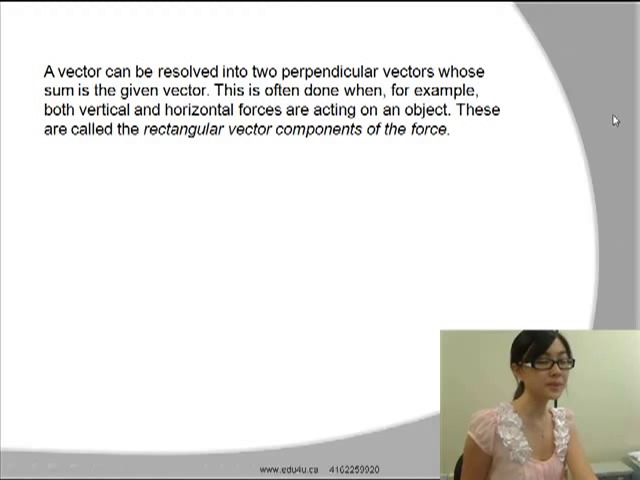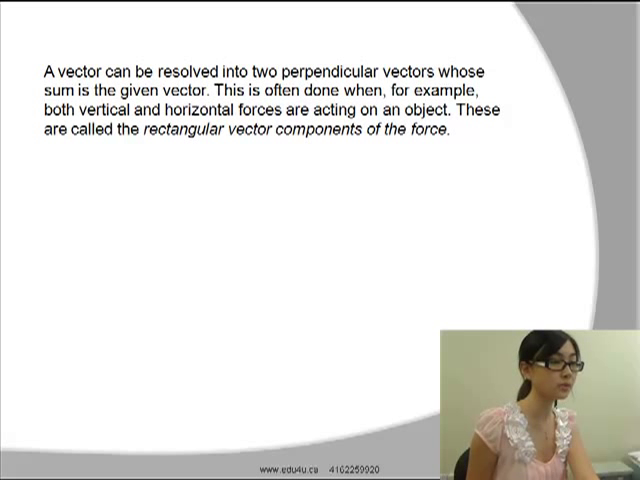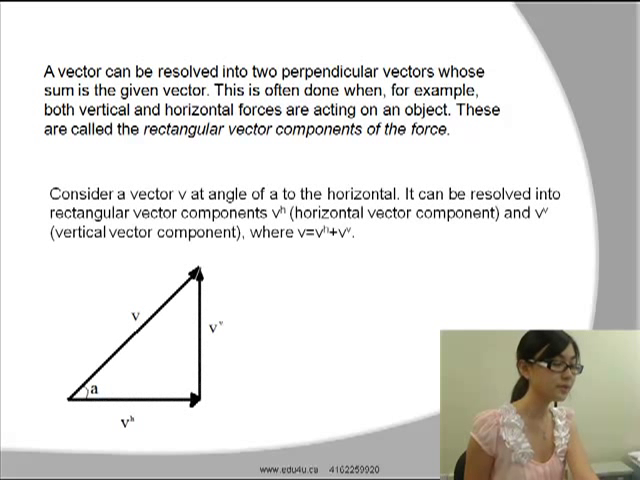In the past few lectures, we have been talking about how when we have a number of vectors, we can add them or subtract them to create a different vector. In today's lecture, we're going to go through how we can have one certain vector with a magnitude and direction, and we can resolve it into two perpendicular vectors, one being the horizontal and one being the vertical. These are called the rectangular vector components of the force.